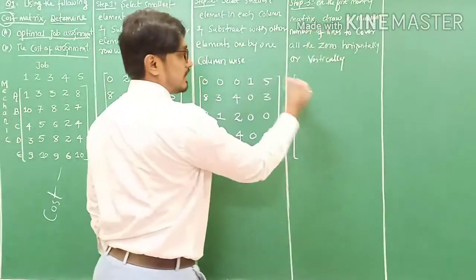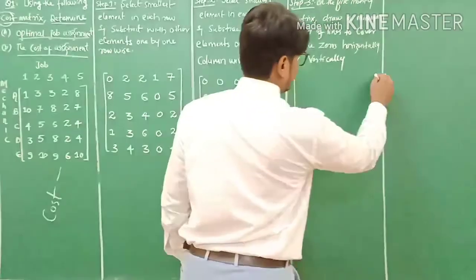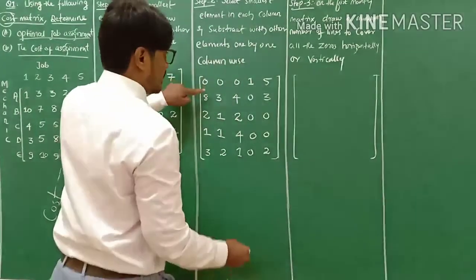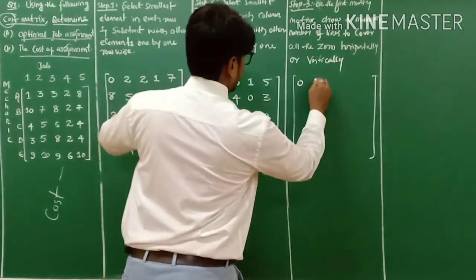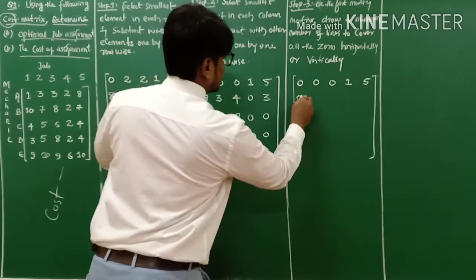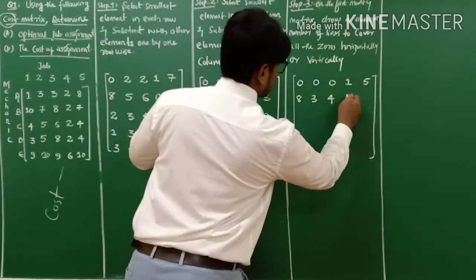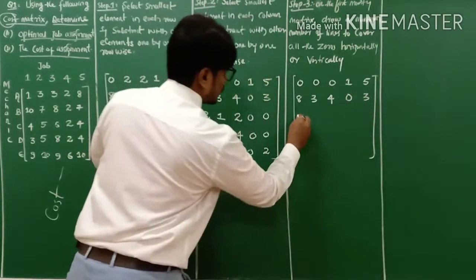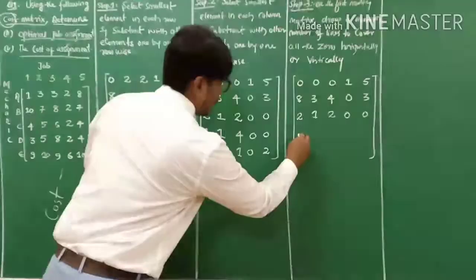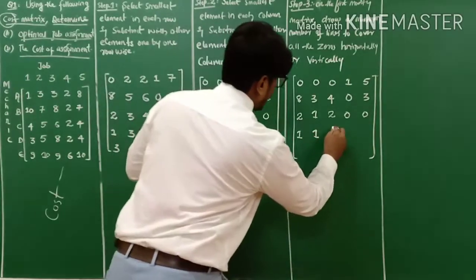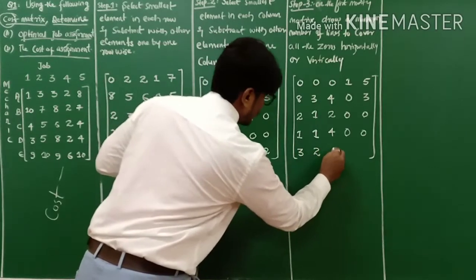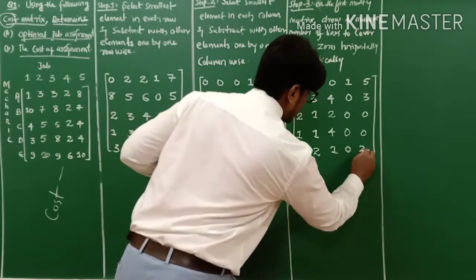To do this, again we have to copy the previous matrix. Okay, please copy the numbers. Please help me out. 0, 0, 0, 1, 5, 8, 3, 4, 0, 3, 2, 1, 2, 0, 0, 1, 1, 4, 0, 0, 3, 2, 1, 0, and 2.